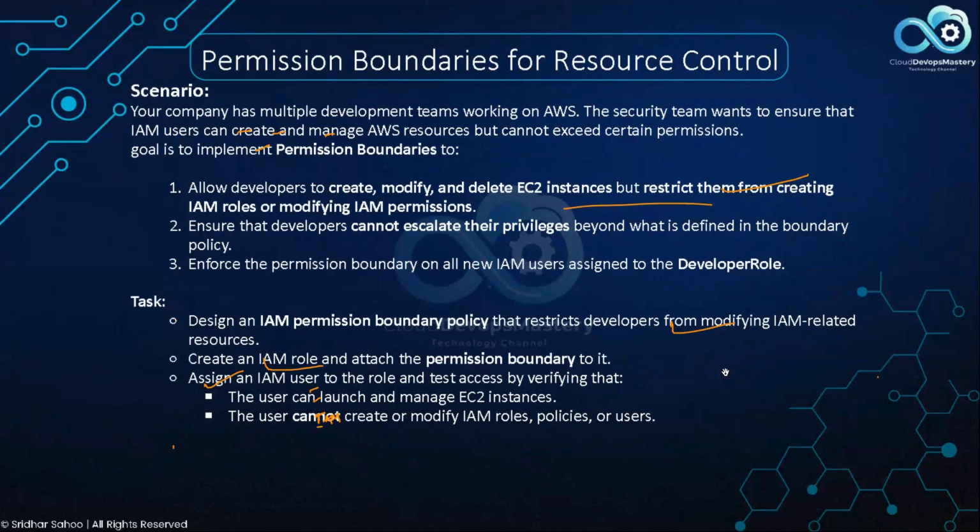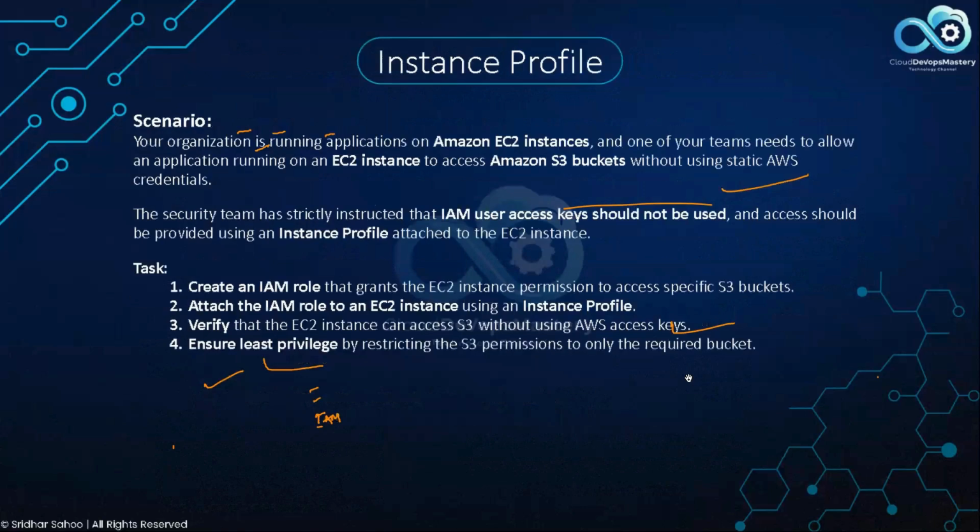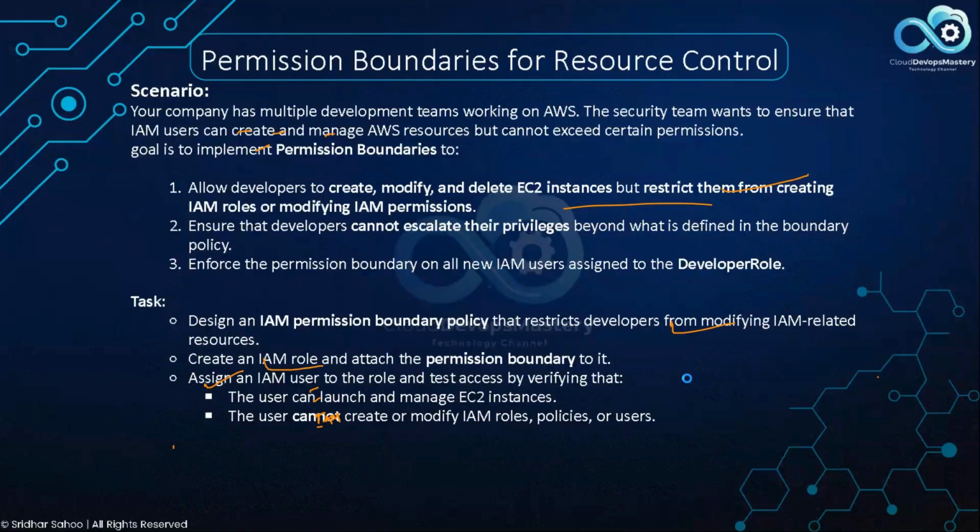Let me discuss one scenario. Hope everyone is clear about the permission boundary, what exactly it is and how it works. Okay. The scenario is, let's say your company has multiple development teams working on AWS. The security team wants to ensure that IAM users can create and manage AWS resources, but cannot exceed certain permissions. The goal is to implement a permission boundary.